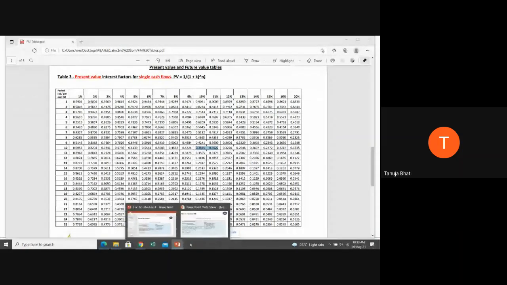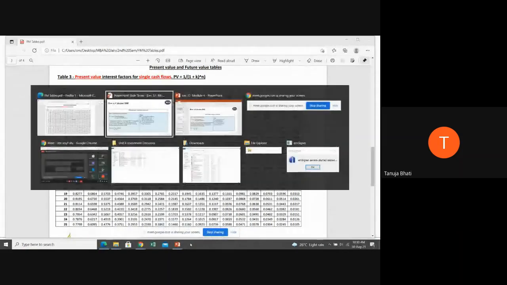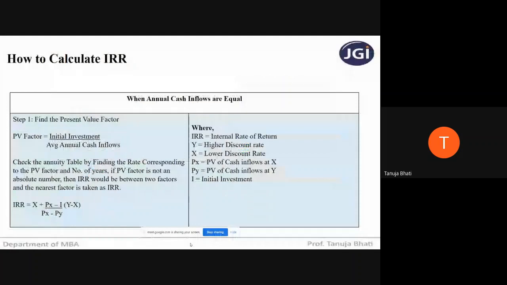So your IRR will be something like 10 point something, 10.8% or 10.7%, because it is lying between two numbers. So use this formula when the PV factor is not absolute and get your IRR. So now this is when annual cash inflows are equal. I hope everyone has understood this.